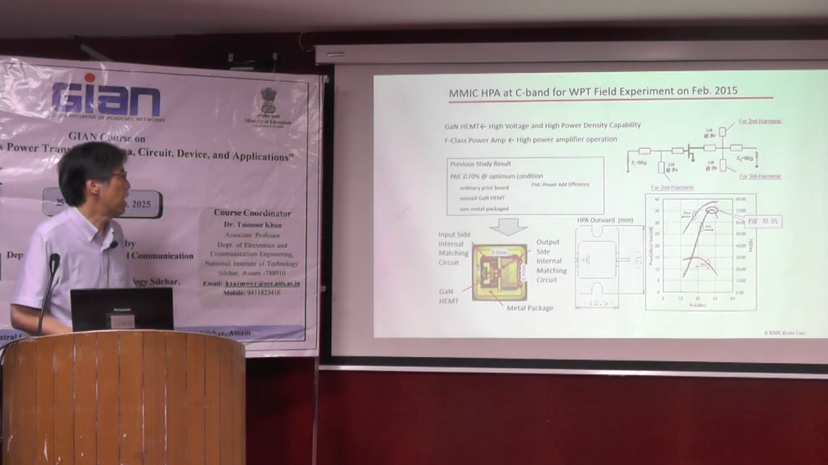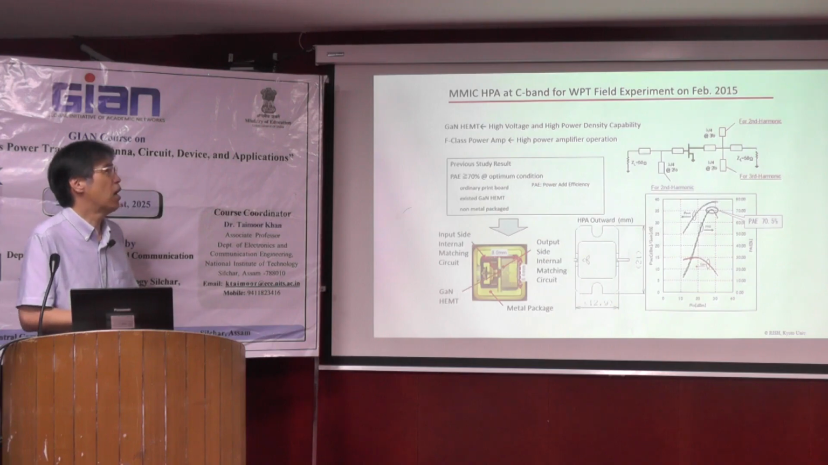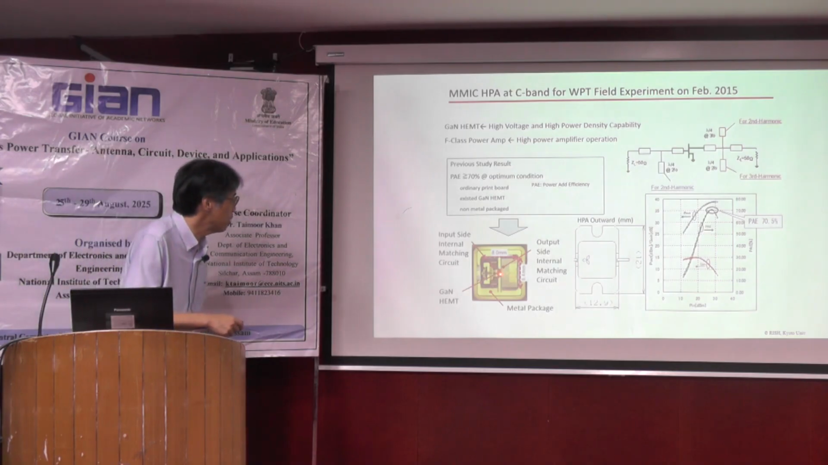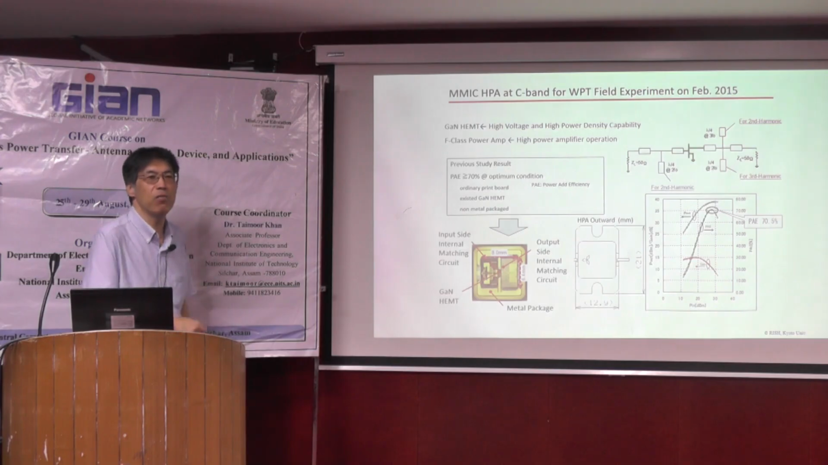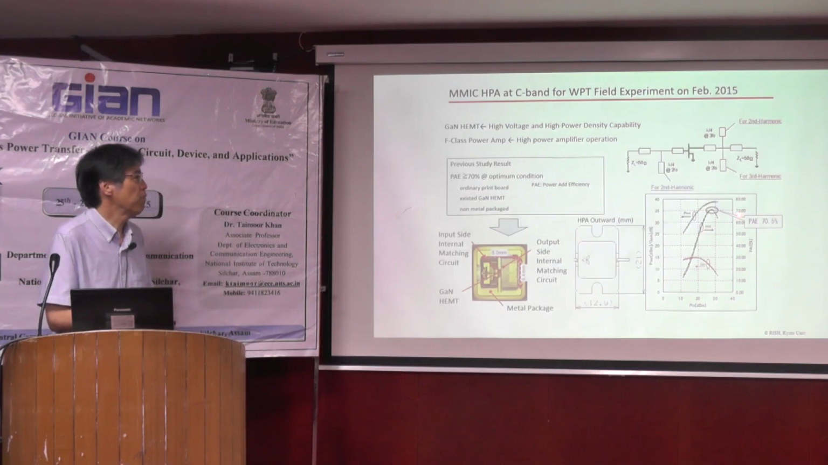And recently, for the WPT experiment for the solar power satellite, Mitsubishi Electric Company developed this MMIC class F amplifier at the C-band, 5.1 GHz. It's not clear, but around here, they add impedance matching resonators inside the MMIC. And this time, they reached about 70% power added efficiency.